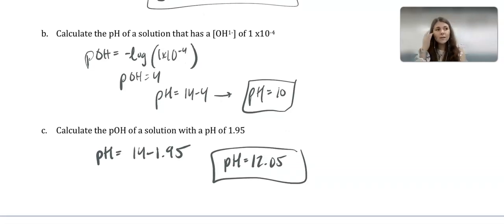And then lastly, calculating the pOH of a solution that has a pH of 1.95. Very simple problem. We just do 14 minus 1.95 to get our pOH as 12.05.